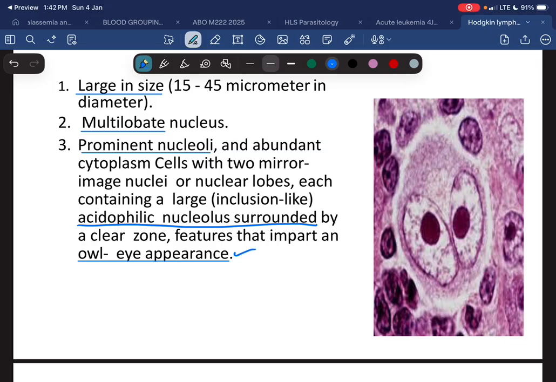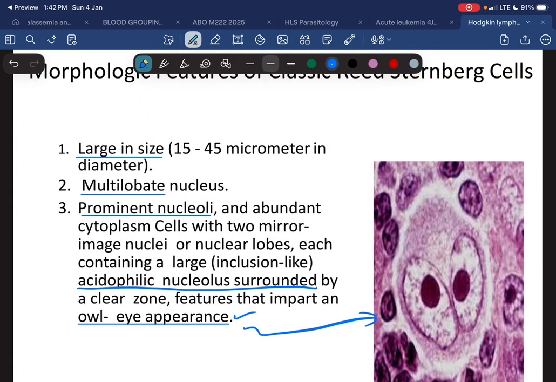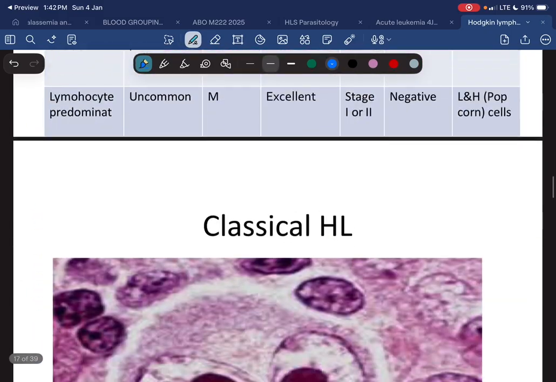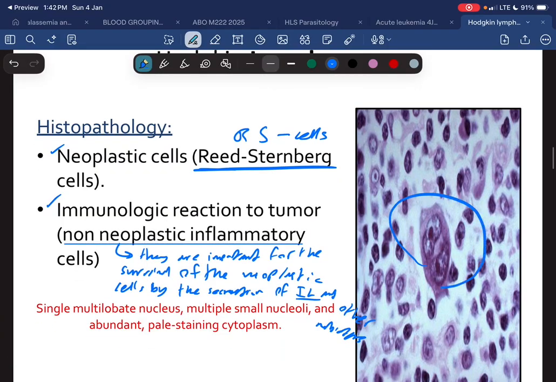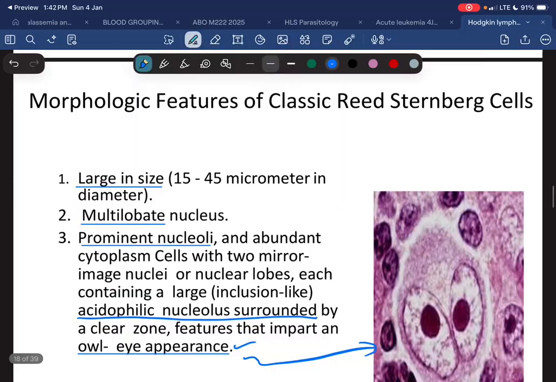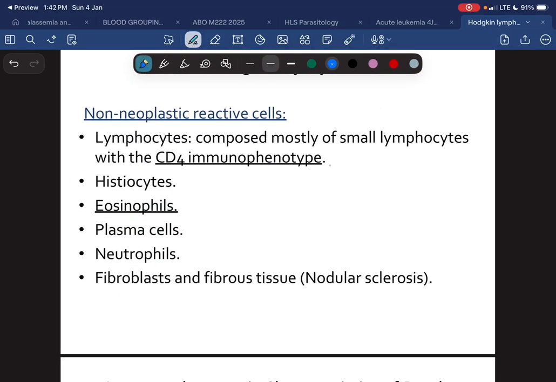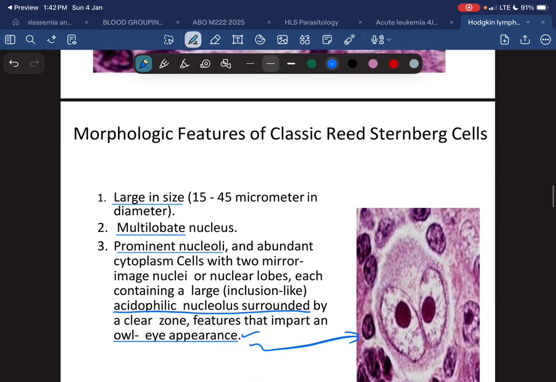We also talked about the non-neoplastic inflammatory milieu or background. These are reactive cells: lymphocytes, mainly CD4, small lymphocytes, histiocytes, macrophages, eosinophils, plasma cells, neutrophils, fibroblasts, and fibrous connective tissue, seen mainly in which type? In nodular sclerosis. Sclerosis, fibrous bands dividing the lymph node into nodules. Okay?